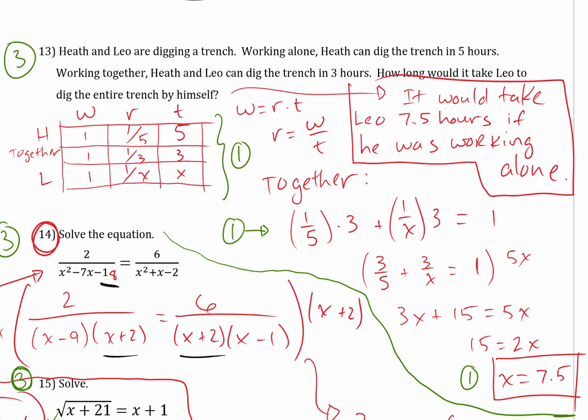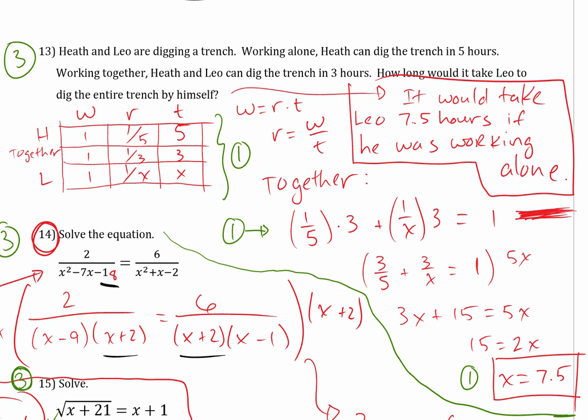So you can see here I wrote this together equation, 1/5 times 3 hours plus 1 over x times 3 hours. What I'm saying with that equation is they're working for 3 hours, and they're working together. So for the 3 hours they're working together, I've got Heath at 1/5 is his rate, and I've got Leo, 1 over x is his rate. So that's the equation that lets me solve for x.